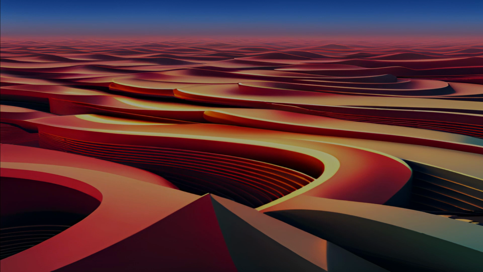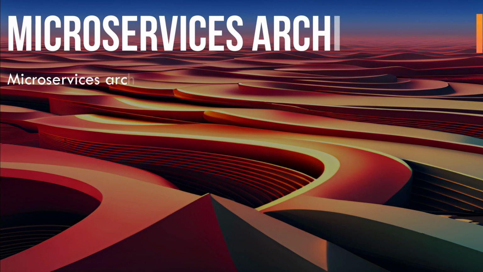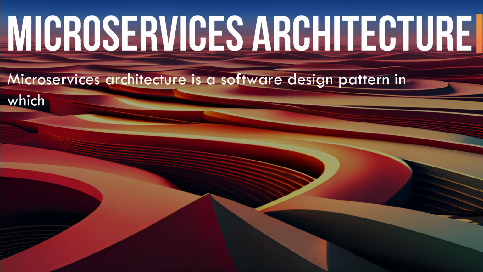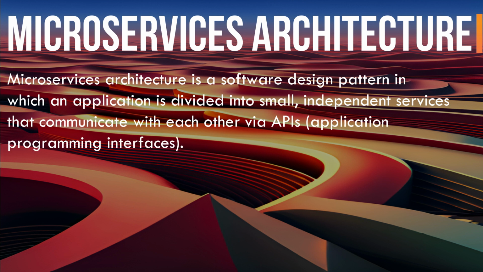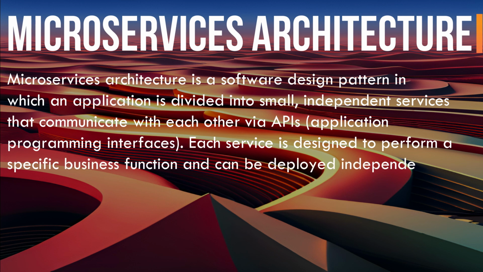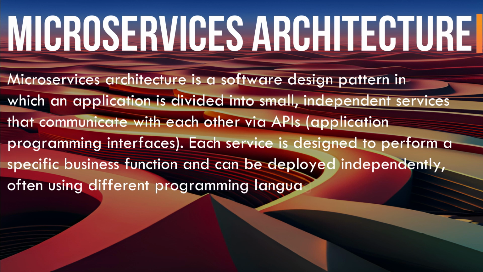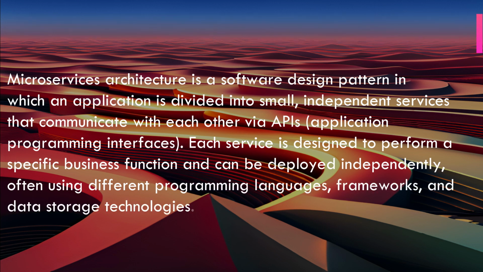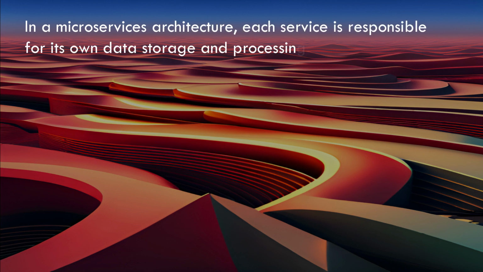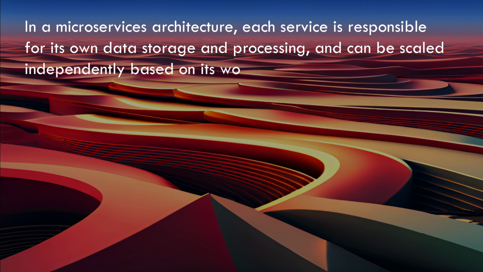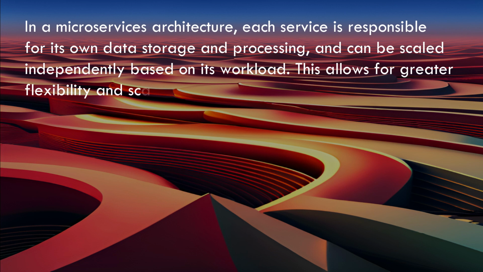Microservices architecture. Microservices architecture is a software design pattern in which an application is divided into small, independent services that communicate with each other via APIs, application programming interfaces. Each service is designed to perform a specific business function and can be deployed independently, often using different programming languages, frameworks, and data storage technologies. In a microservices architecture, each service is responsible for its own data storage and processing, and can be scaled independently based on its workload. This allows for greater flexibility and scalability, as well as easier maintenance and updates.